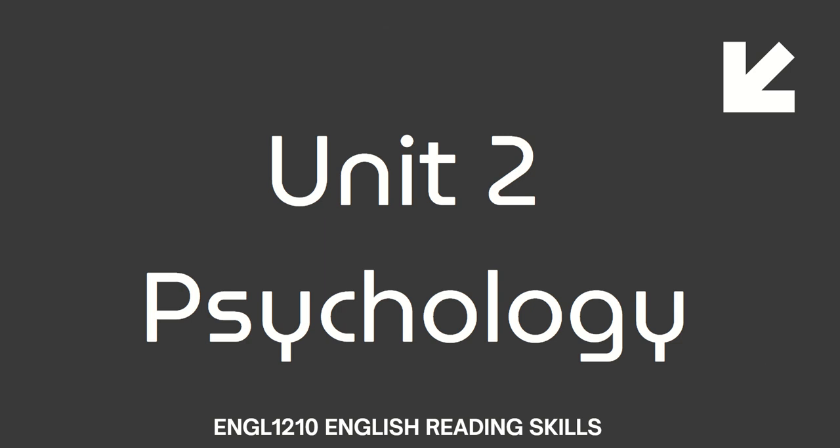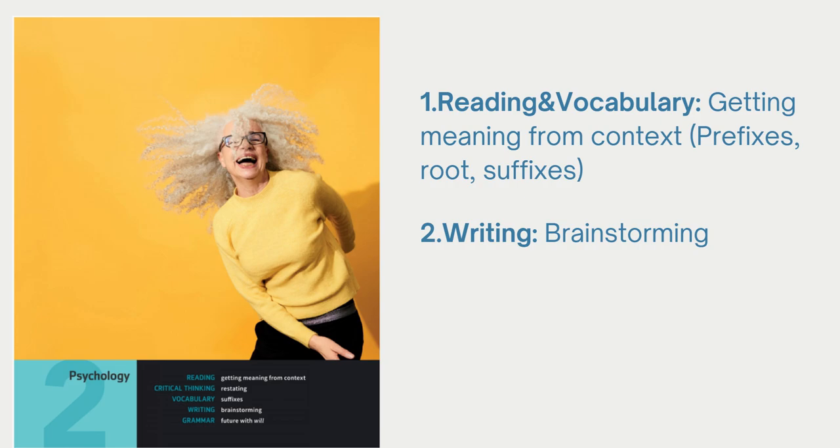All right, hello everyone. So this is the next unit, Unit 2. After we did some activities in class, today it is our online class. Today we are going to talk about two main things. The first one is reading and vocabulary: getting meaning from context, which covers prefixes, roots, and suffixes. And another one is a writing skill, that is brainstorming.